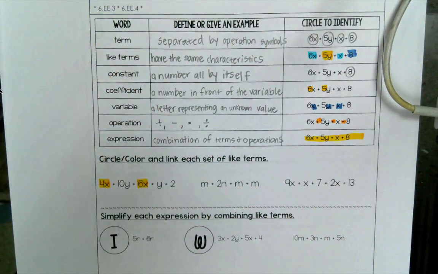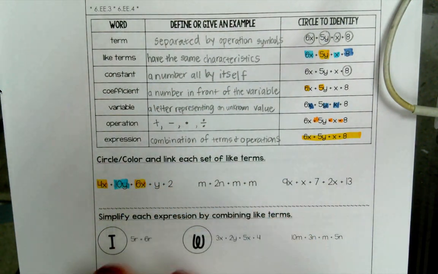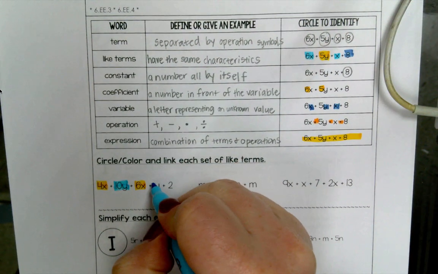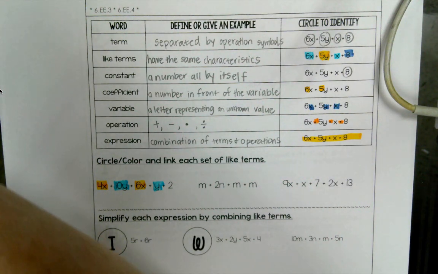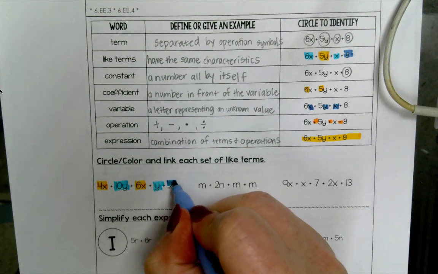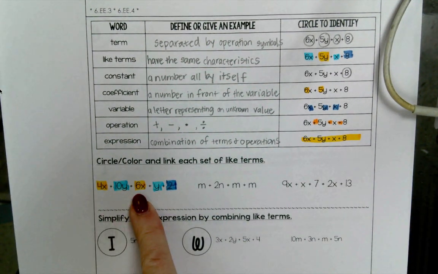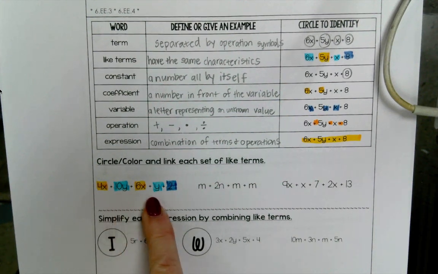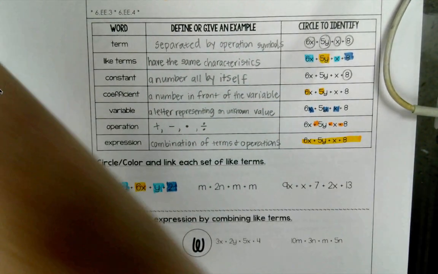Get your blue. I'm going to highlight 10y now. Do I have another term with the variable y? Yes, I do, right there. And then I have my constant 2 all by itself. So I just grouped them: 4x and 6x, 10y and y, and then my constant 2. Let's look at the next one.